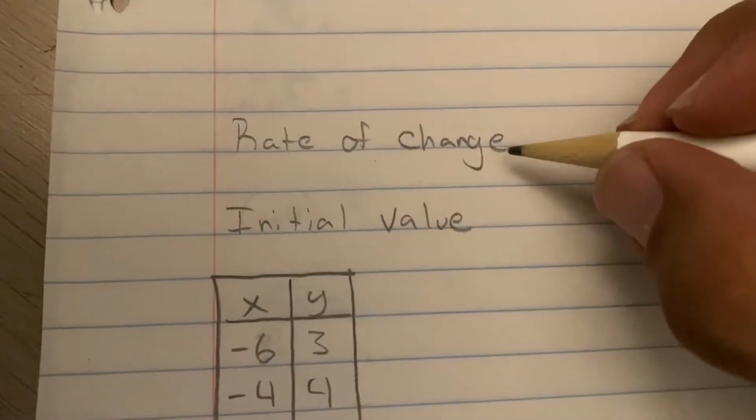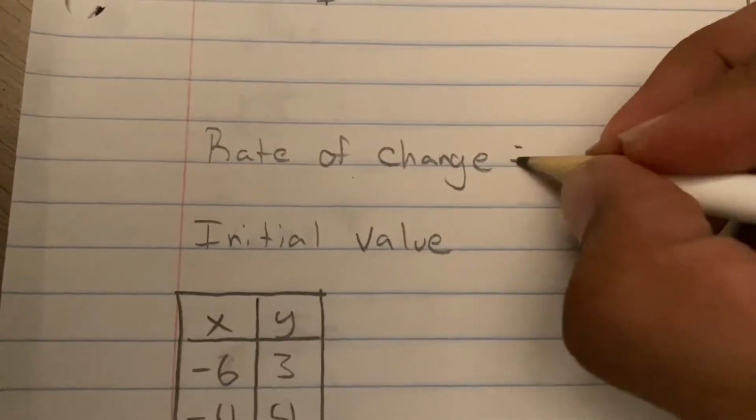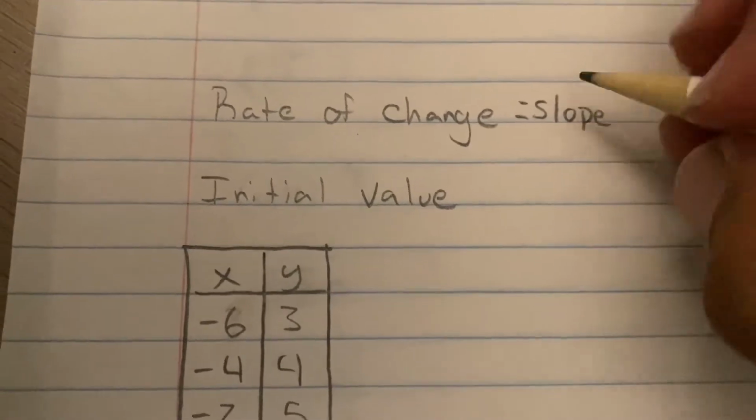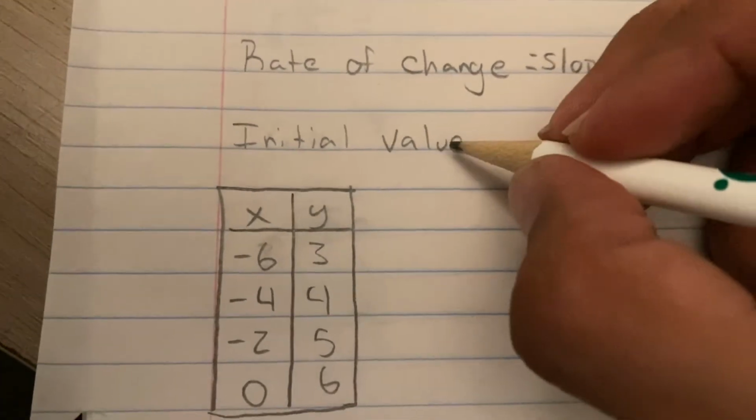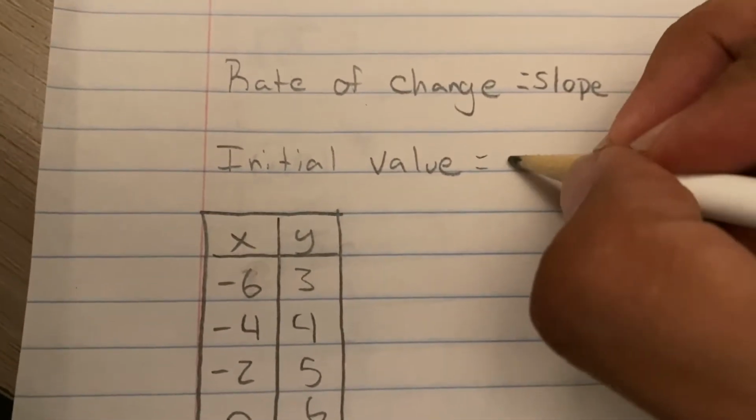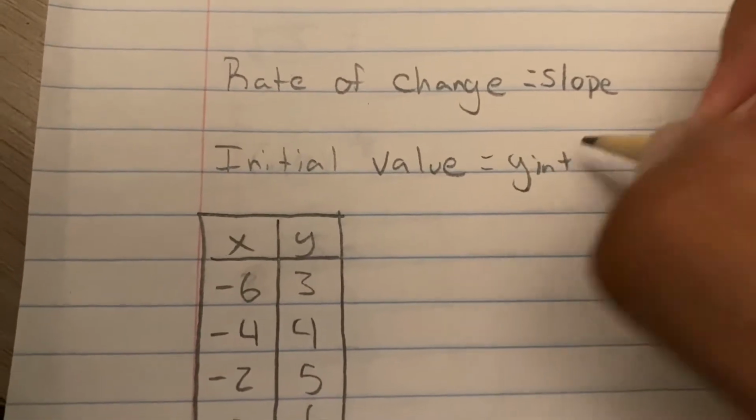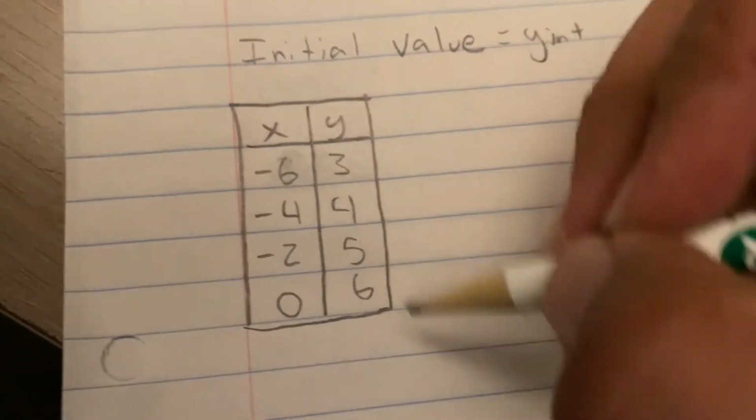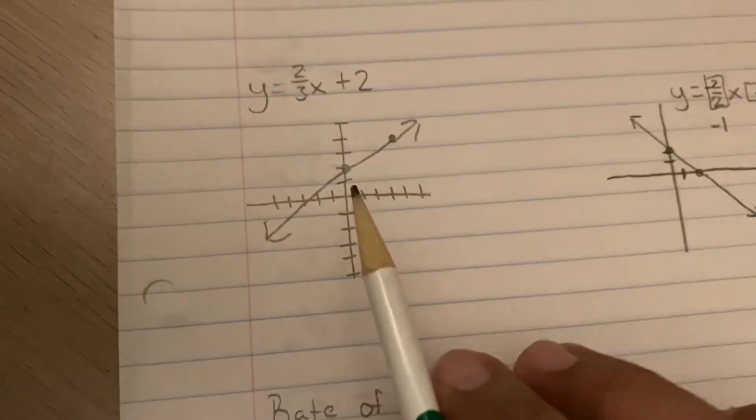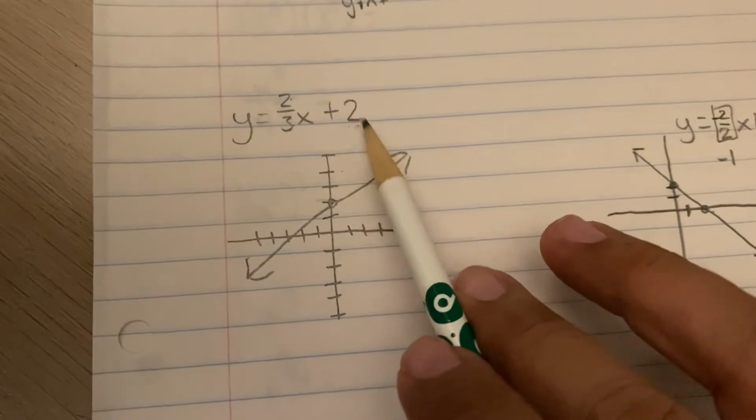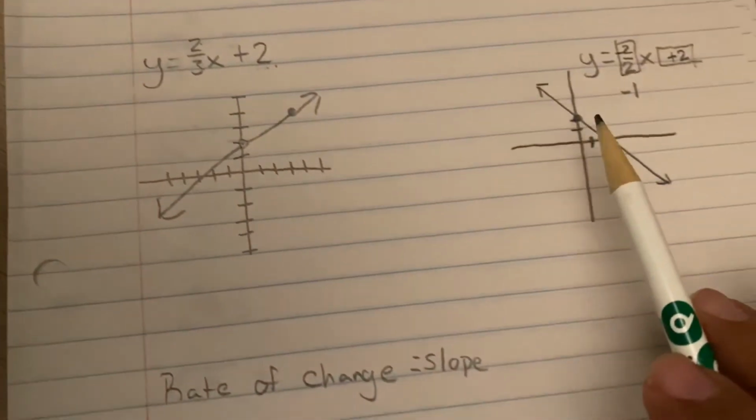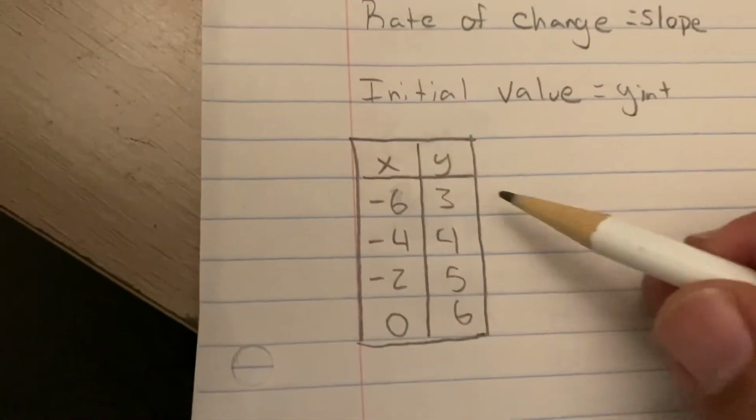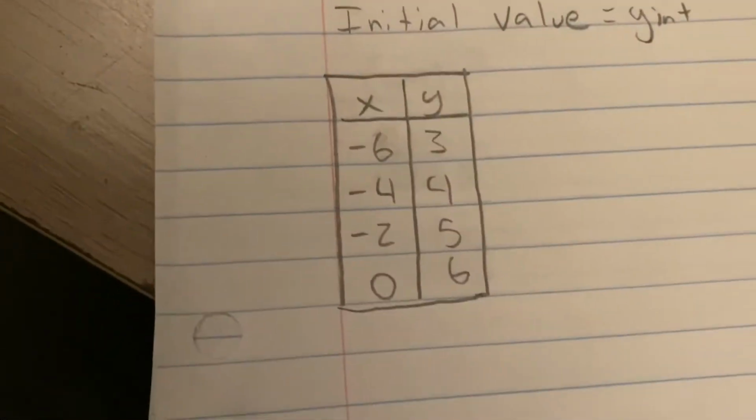Now, let's talk about rate of change. That is another name for slope, which is right next to the x in an equation. Initial value is another name for y-intercept, which is at the end of the equation all by itself. Now, you know how to find a slope and y-intercept in an equation. You know how to find the slope and the y-intercept on a graph. Now you have to know how to find slope and y-intercept in a chart.